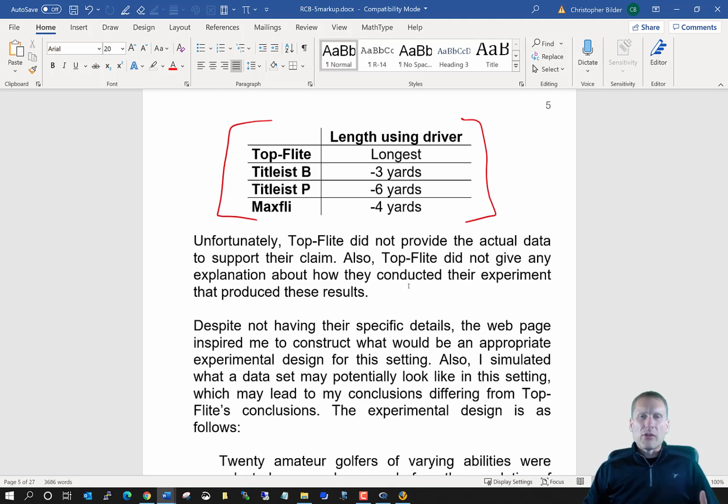Now, I would assume, based upon the way that this information was displayed, they're probably talking about the average length. Because, of course, not every time that you hit a golf ball is Top Flight always going to be 3 yards longer than Titleist B. Obviously, there's a number of factors that affect the distance. It could be where exactly.